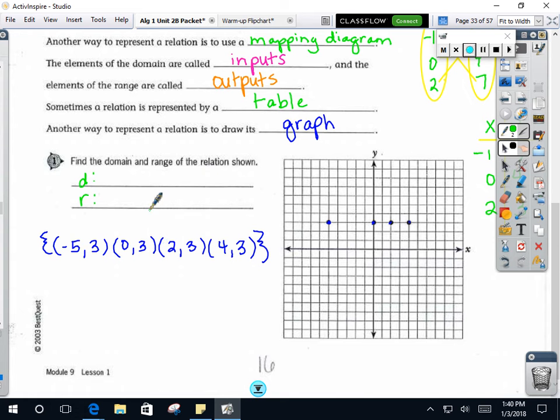Okay, the domain would be what? No, she's right, because isn't -5 smaller than 0? So -5, 0, 2, 4. Right, they were already in order for you, correct? Why do you think that is? Very good. When we were naming the points, their coordinates, we went left to right. Okay, what about the range?